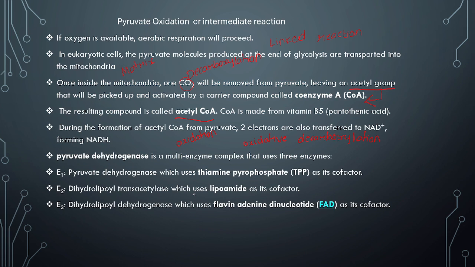Dihydrolipoyl transacetylase uses lipomide as its cofactor. These are all cofactors of these enzymes. Dihydrolipoyl dehydrogenase uses FAD, flavin adenine dinucleotide, as its cofactor.